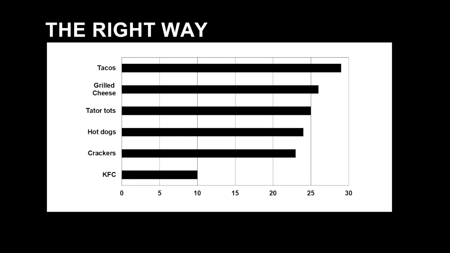By putting in a bar chart and sorting it, we see what the top value is and what the bottom value is. And we're also able to compare in between the values. We also even get the difference between each value. So we understand that grilled cheese, tater tots, and hot dogs, the difference between these are not very significant, but the difference between those and KFC, that is very significant.